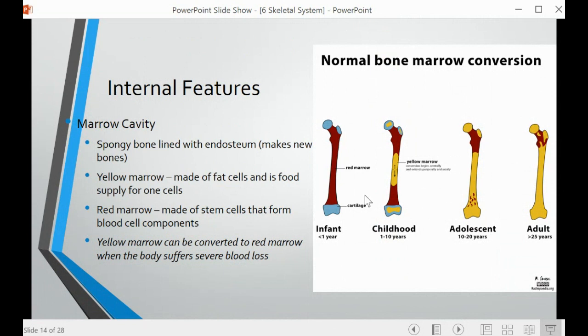Okay. And the yellow marrow can actually be converted into red marrow when our body suffers severe blood loss, right? So you can see that as we become an adult, we lose a lot of the red marrow and it moves just out here to the outer areas, okay? But if your body suffers severe blood loss, we can actually convert the yellow back to red.